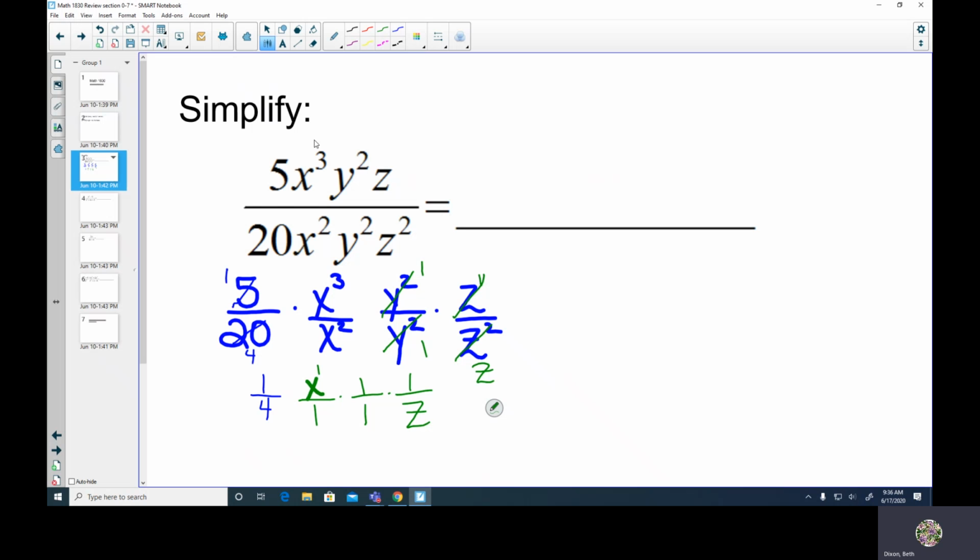So now what do I have? I have x left on the top, and I have 4z left on the bottom, and that is a much simpler problem to simplify and to be able to work with. So I did it piece by piece and then put it back together. It made for a much simpler problem.